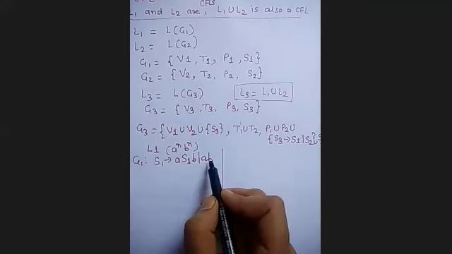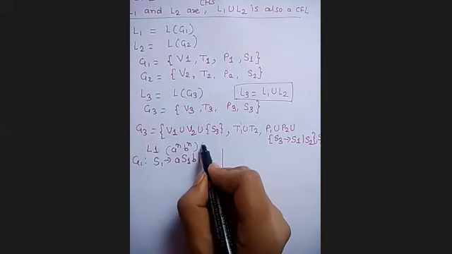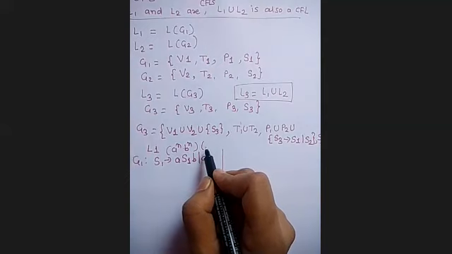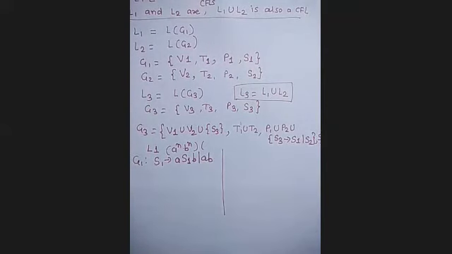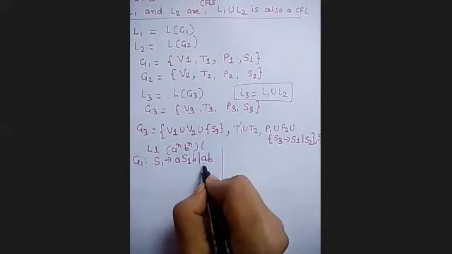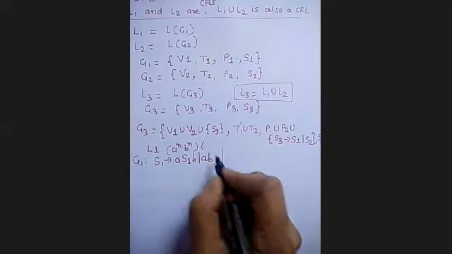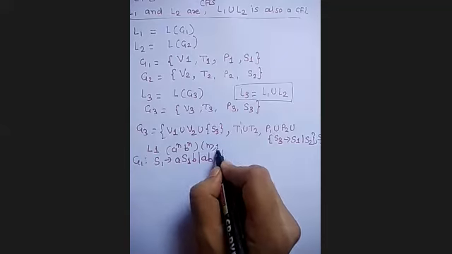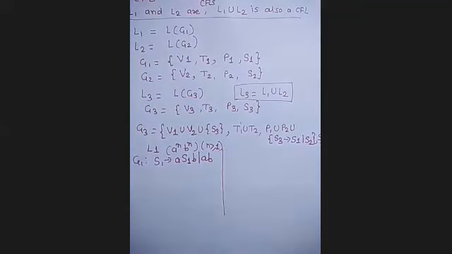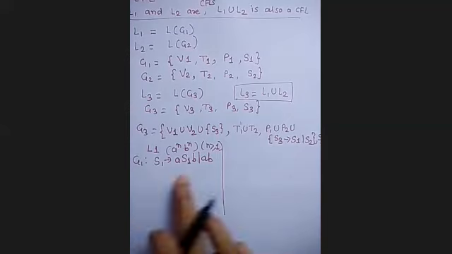And what is the value of n? Should n be greater than or equal to 0, or greater than or equal to 1? It is greater than or equal to 1, because the minimum length string here is AB. So n is greater than or equal to 1. This is the language, and this is the grammar for it.